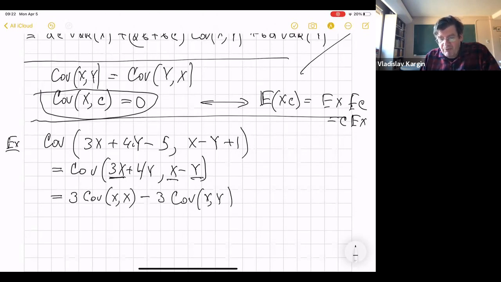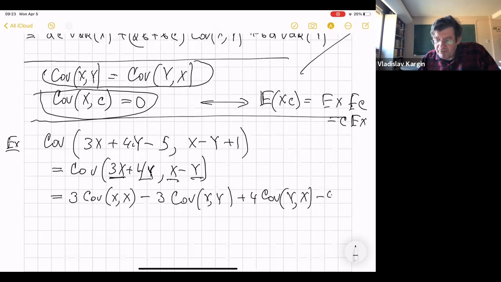Next one is 4Y and X. So I'm writing this as plus 4 and writing here the covariance. In principle, I can write it as YX, but it's the same. Covariance of X and Y and X, by the symmetry property, they are equal. And the last one is from 4Y and minus Y. So it's minus 4 covariance of Y and Y.